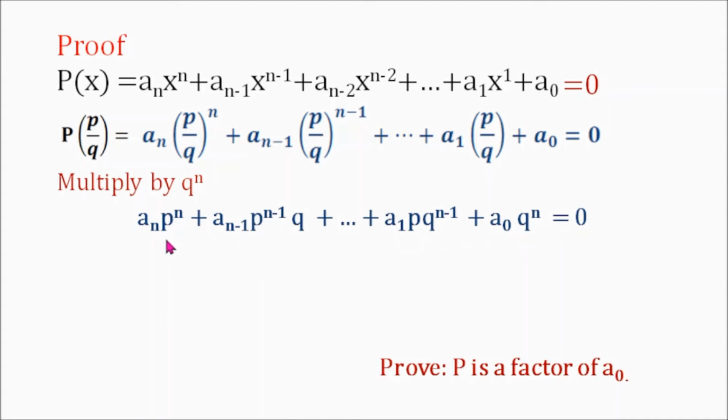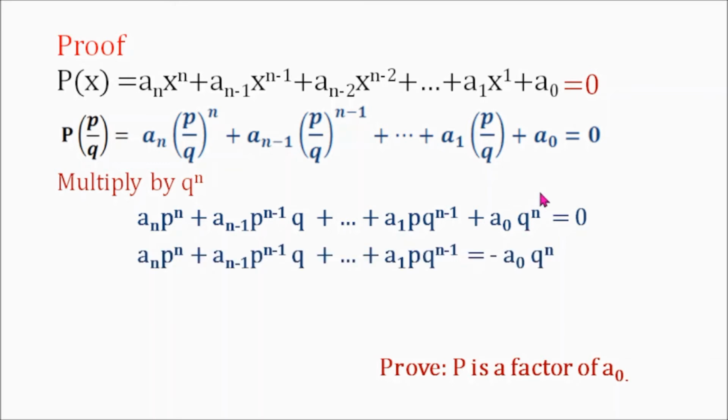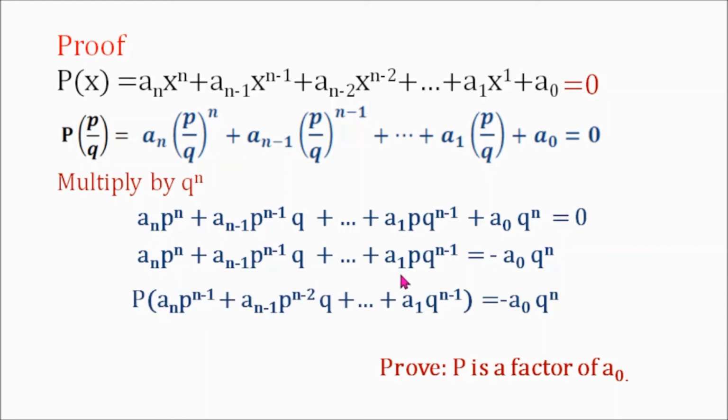Now, among the terms here, it's the last term on this side that has no p. So we are going to move it to the right hand side of our equation. So it now becomes negative a sub 0 q to the n. This one is being moved to the right hand side. Now, if we look at the terms we have here, p is a common letter or variable. So we are going to show that p is a factor of the left-hand side of our equation.